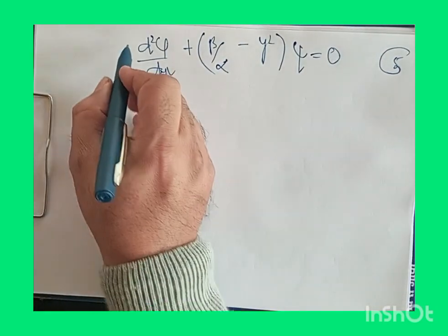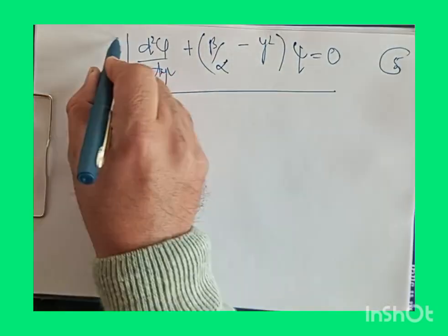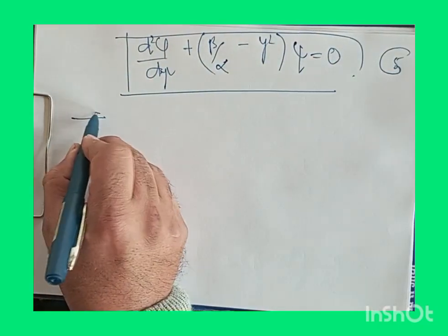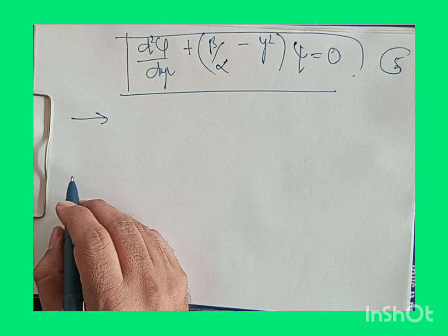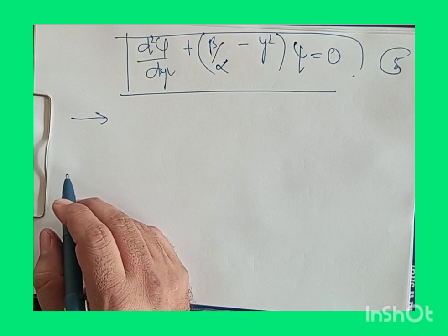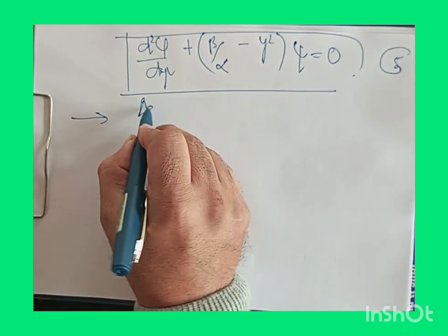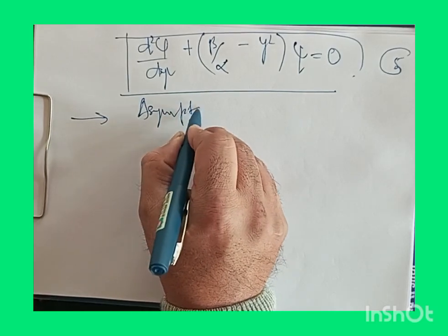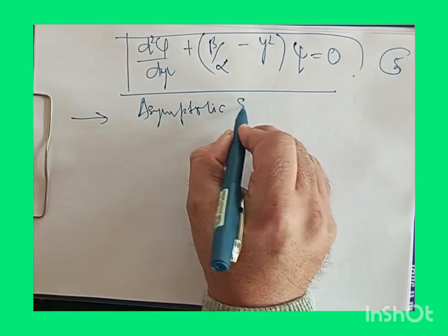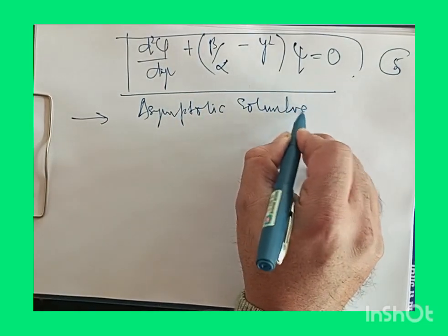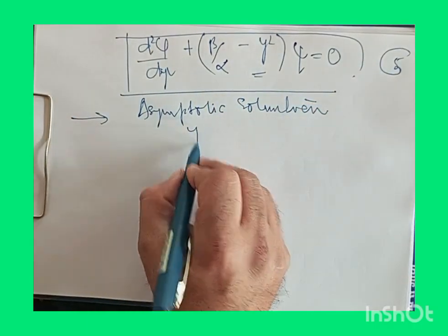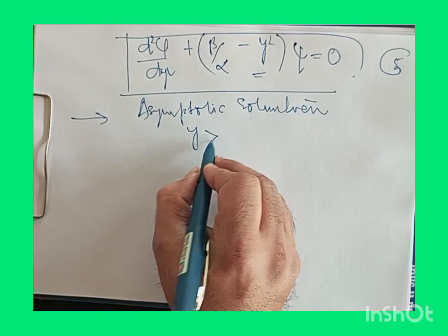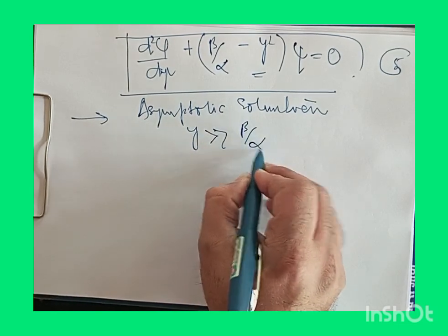And now, in order to get some acceptable solution of this differential equation, for the sake of argument, what I should try is the asymptotic solution. So by assuming that this y that I have is very, very much greater than beta by alpha.